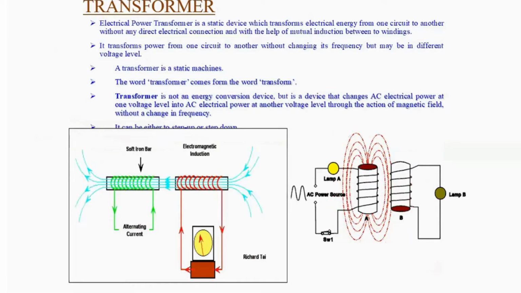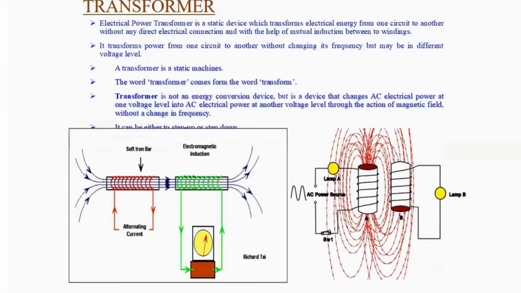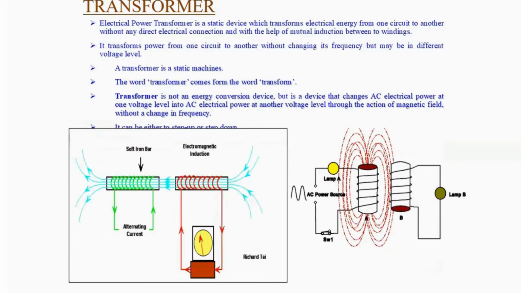We will come to the next topic, that is transformer. This is a very important part of electrical and electronics. Please remember. What is this part? An electrical power transformer is a static device which transfers electrical energy from one circuit to another without any direct electrical connection, with the help of mutual induction between the windings.